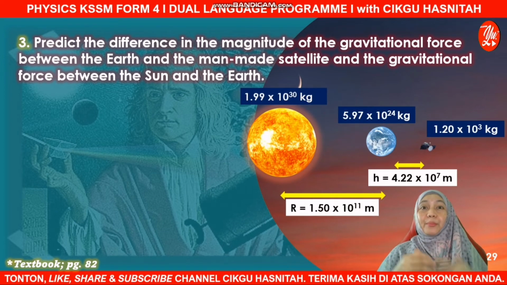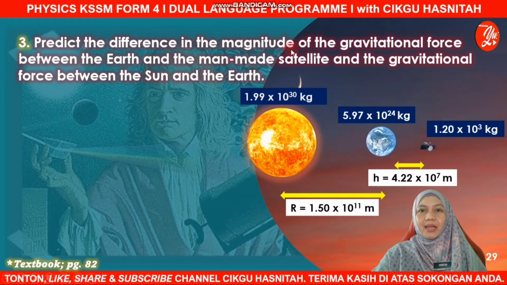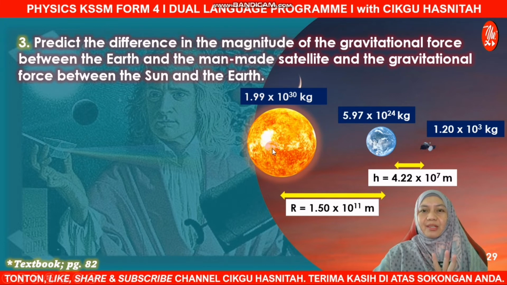Now you have to make a prediction. Predict the difference in the magnitude of the gravitational force between the Earth and the man-made satellite and the gravitational force between the Sun and the Earth. So which one is greater? Is it between Earth and Sun or Earth and satellite? You are given masses for all three, so do the distance. At a glance, what can you say about the difference? Which one has a greater magnitude? Which one has a lesser magnitude?